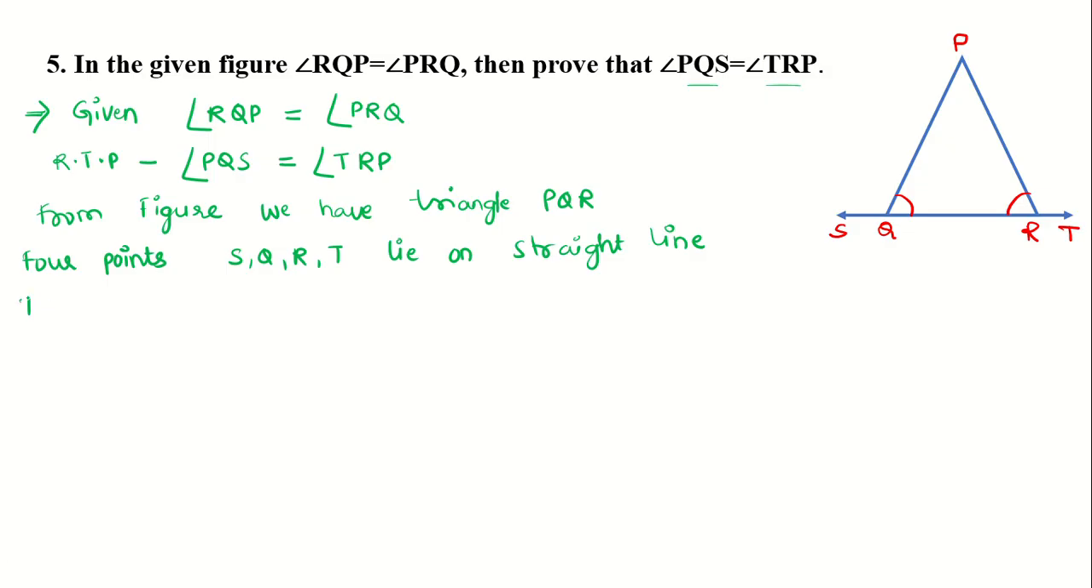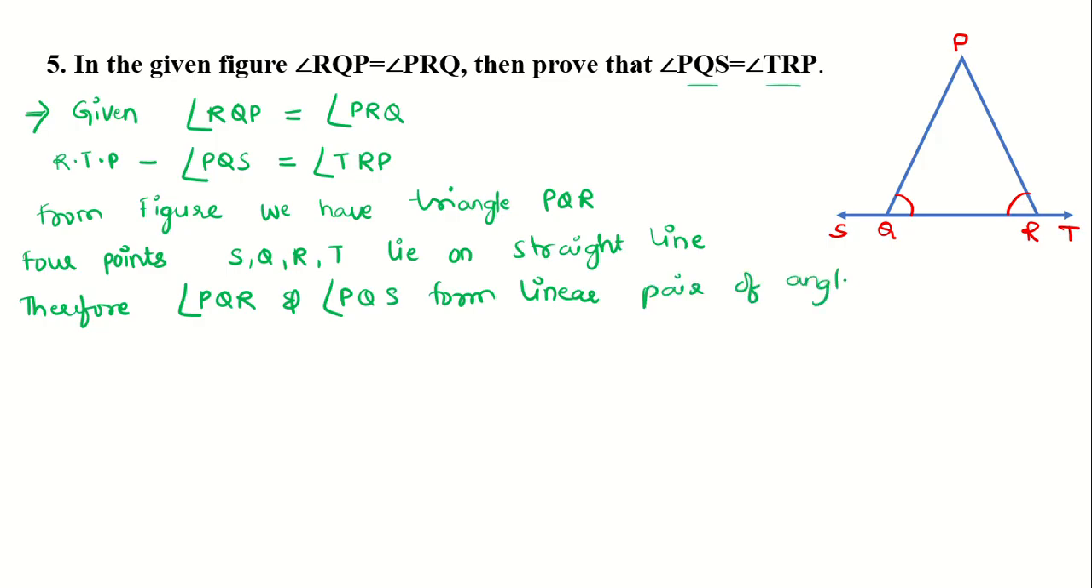Therefore, angle PQR and angle PQS form a linear pair of angles. This is angle PQR, and the next angle is PQS. They lie on a straight line and form a linear pair of angles.